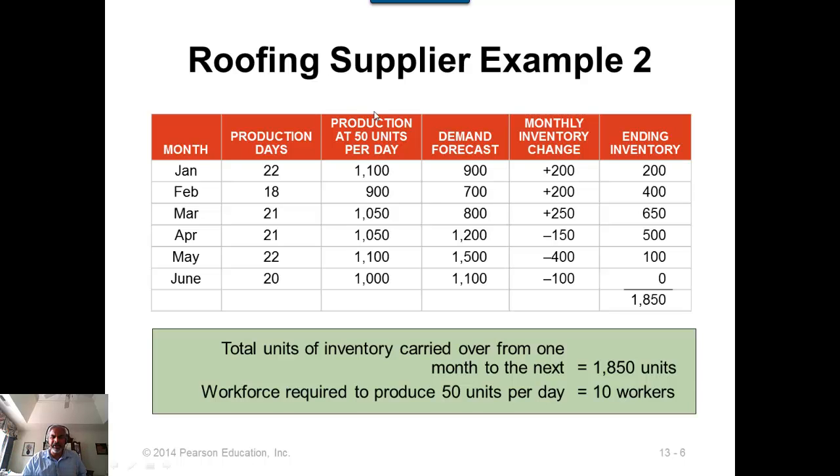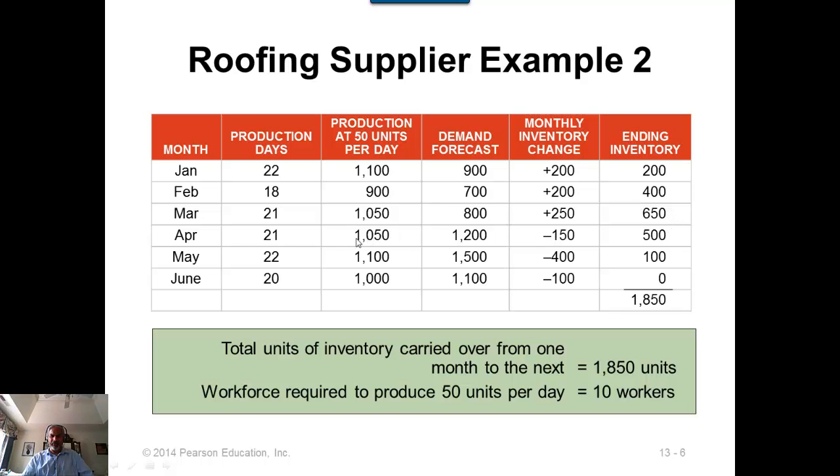If you produce at the rate of 50 units a day, 50 times 22, 50 times 18, and so on, this is going to be your production. But these are the demands. So how much excess inventory or reduction, what is the difference between your production and demand? In the first month you're producing 200 units more than what you demanded, so your inventory starts to increase, so 200. Next month also you produce another 200, so your inventory level goes to 400. And then the next month again you're producing 250 more than what you need, so inventory goes up to 650.